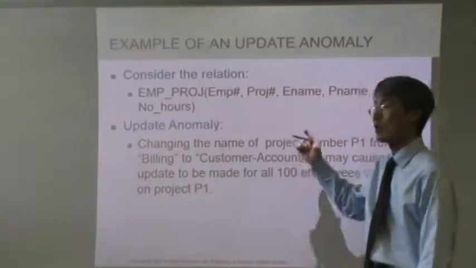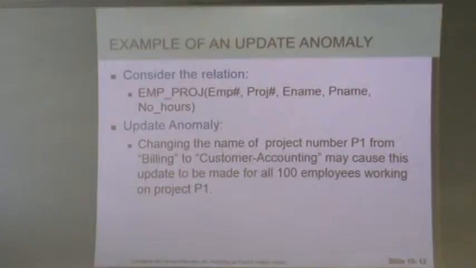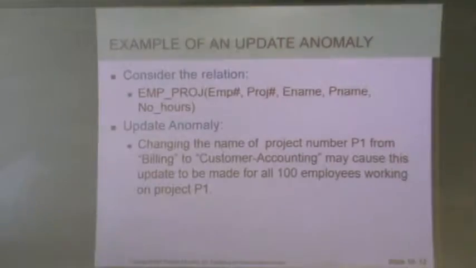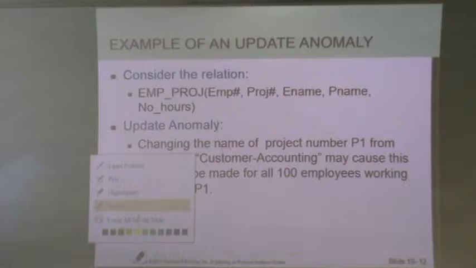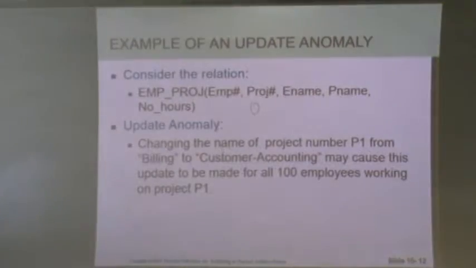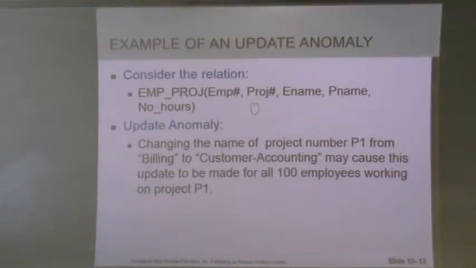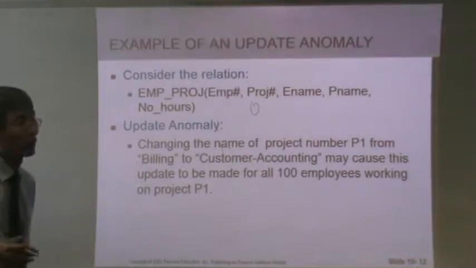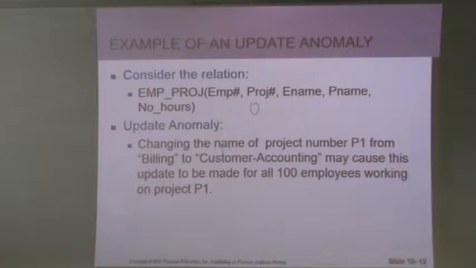At that time, there were several ways of workaround. For example, you can have some default project number, project number 0. Okay, it's default. Or you can assign any project first. So that is still an anomaly. That's called insertion anomaly. So delete anomaly, insert anomaly, update anomaly.